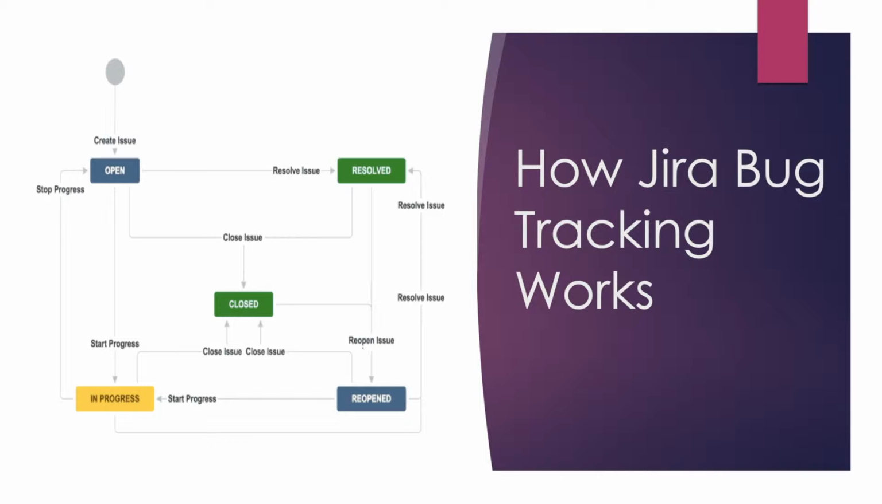Now, let us take a look at a basic life cycle of a bug on Jira. A tester will create an issue as soon as he finds one and assign it to a developer. The developer then starts working on the issue by changing the status to in progress. If the issue is resolved, then the tester will change the status to resolved and close the issue.